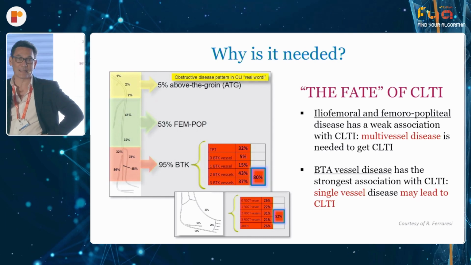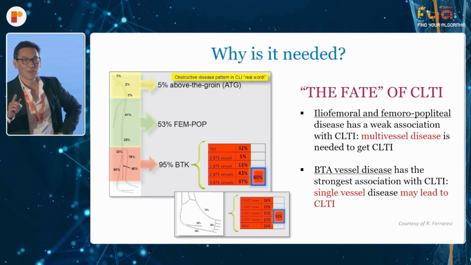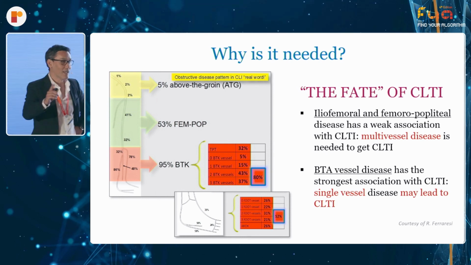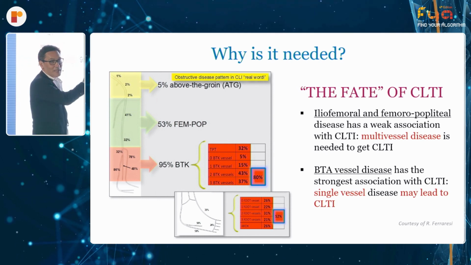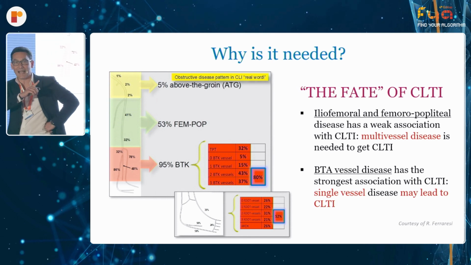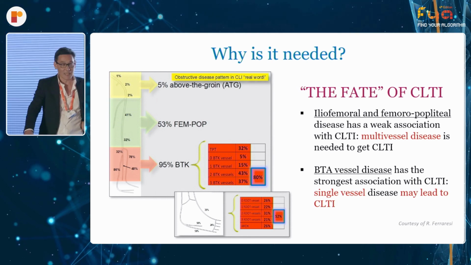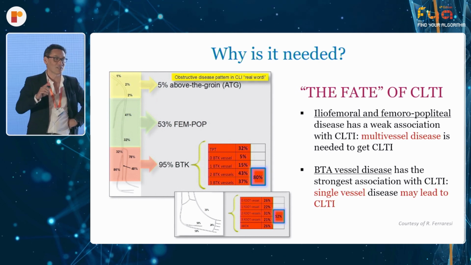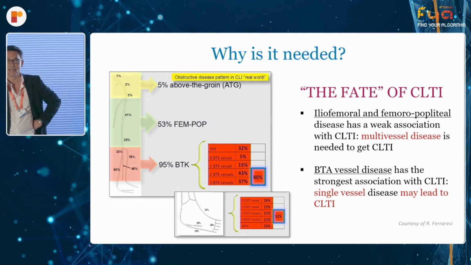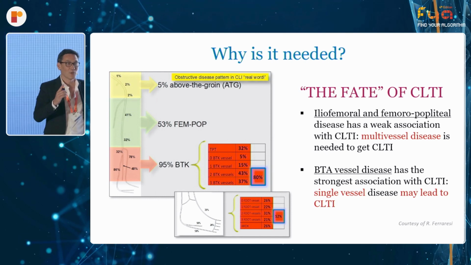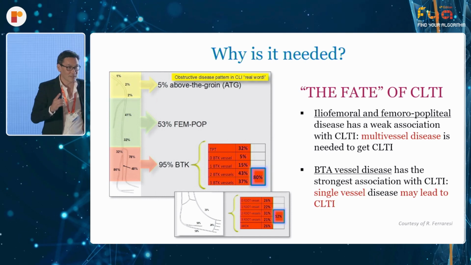So, the first question is really easy to answer. If you have a look at the first page of the Bible of CLTI, coming from Roberto Ferraresi, it's a really classical one. It basically mentions that BTK disease has the strongest association with CLTI, because with just one vessel disease, you can end up having an ulcer, a wound.